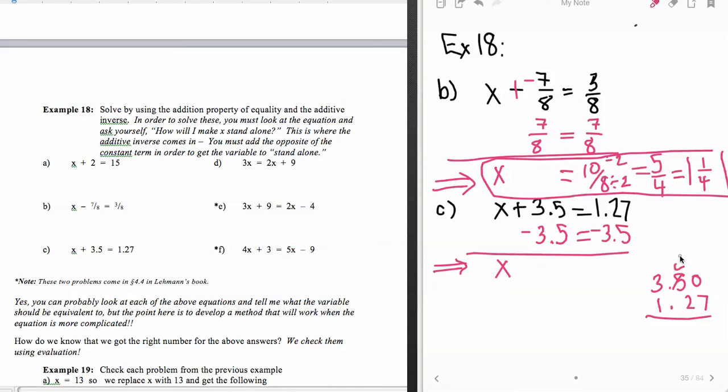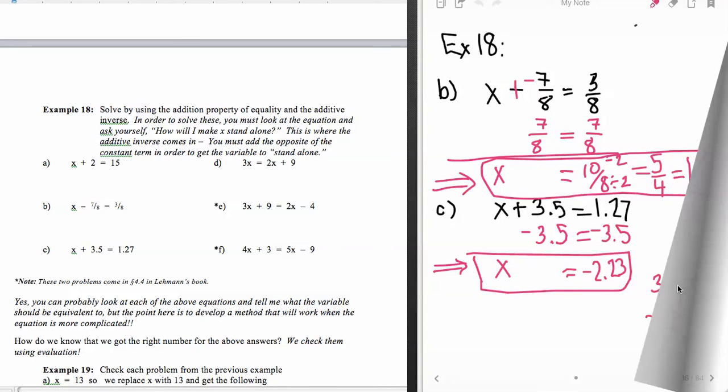I'm going to have to do borrowing. And then 10 minus 7 is 3. 4 minus 2 is 2. 3 minus 1 is 2, and this is going to be a negative number because the bigger one was negative, so negative 2.23 as my final answer. Moving on to the next problem.